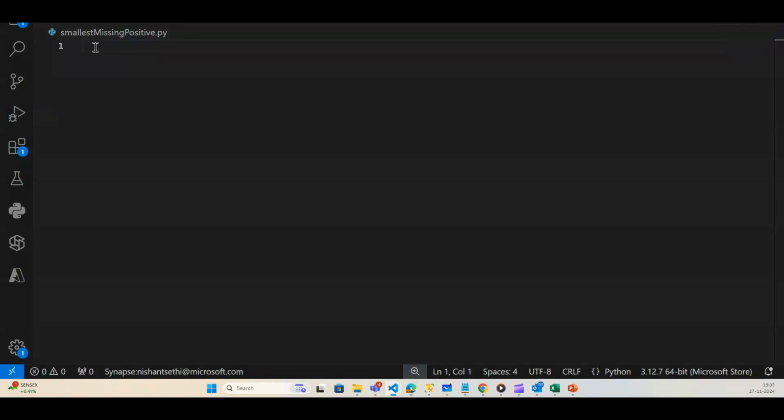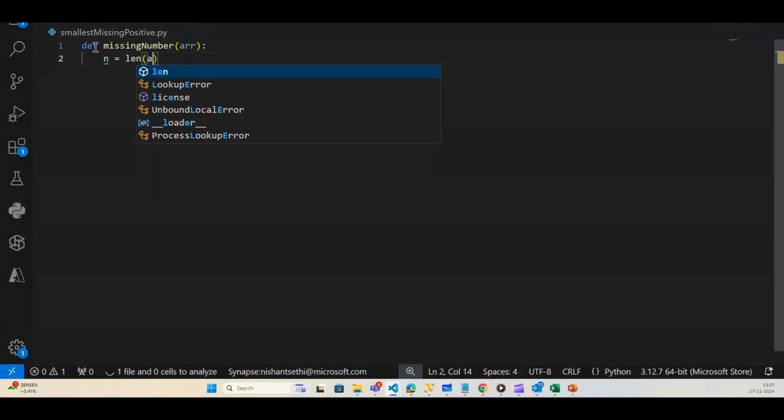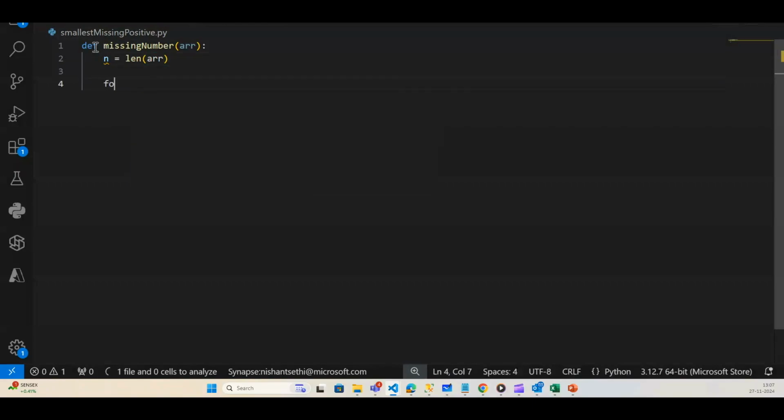All right, so now let's implement the solution that we discussed. First of all, let me declare a function. I will call it missingNumber, like this, and this will accept an integer array. As a first step, I will capture the length of this input array in a variable n, right?